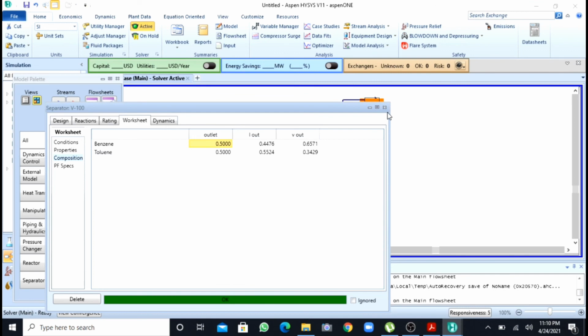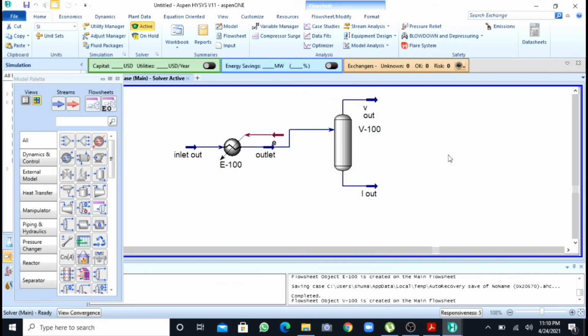So in this way, using these two equipments, you can simulate or do flash distillation in Aspen HYSYS.